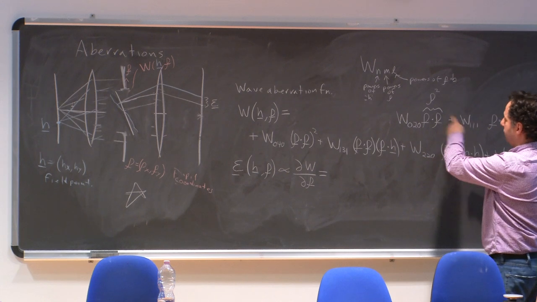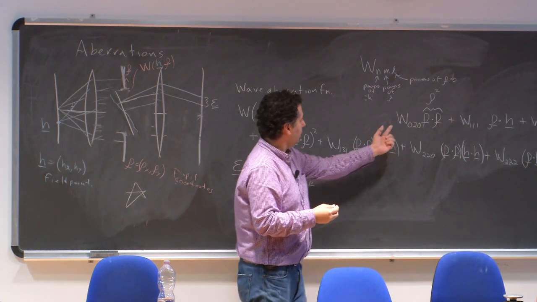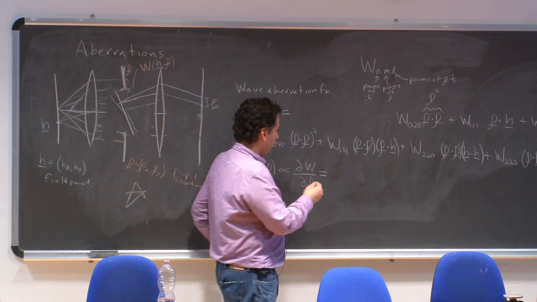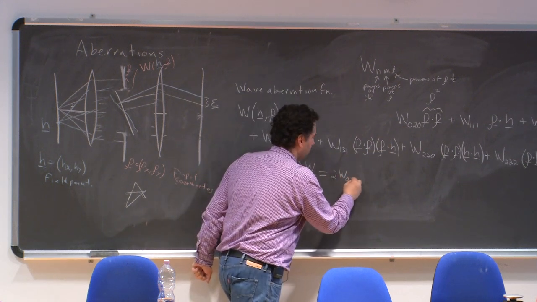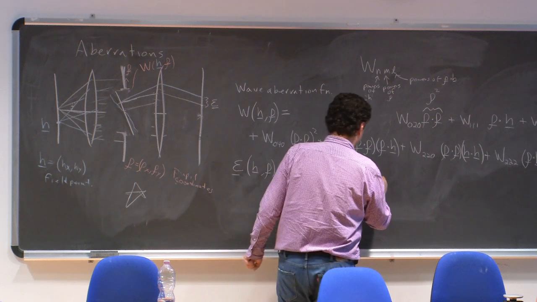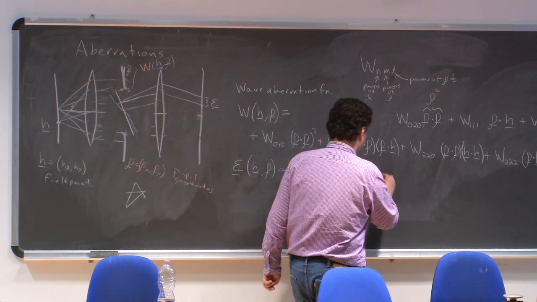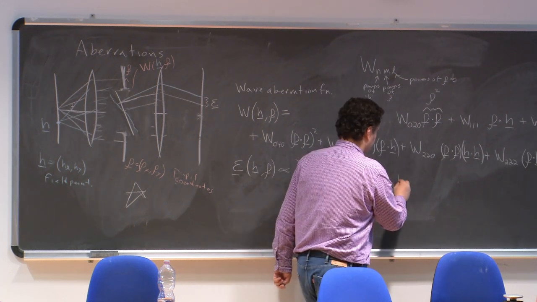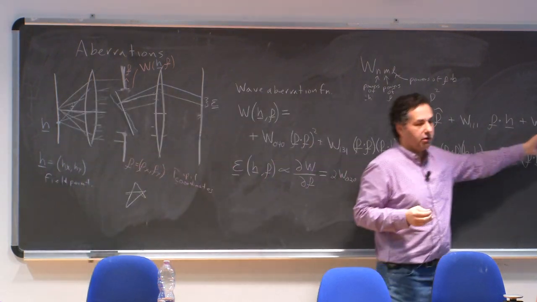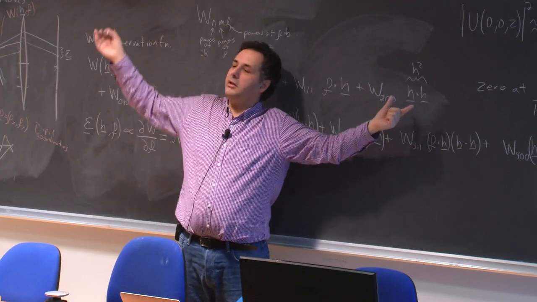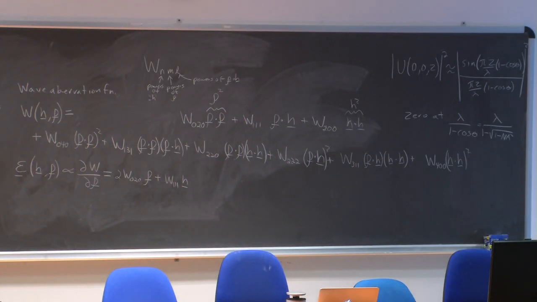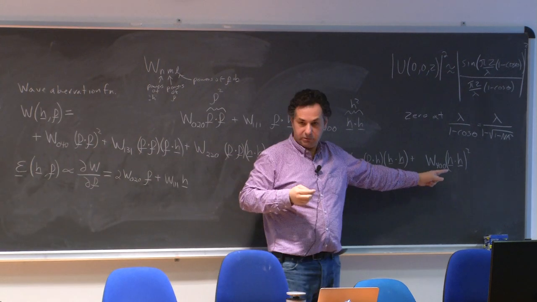So let's look at these different terms. What do I get when I take a derivative of this one with respect to rho? I just get 2 w 0 2 0 rho. It's proportional to rho. What about the next one? It's w 1 1 1 and h. What about the third one? 0. This error only depends on h and is independent of rho, sometimes called piston, and it doesn't do anything to the image. So forget about that. And the same is going to happen with this one, of course.